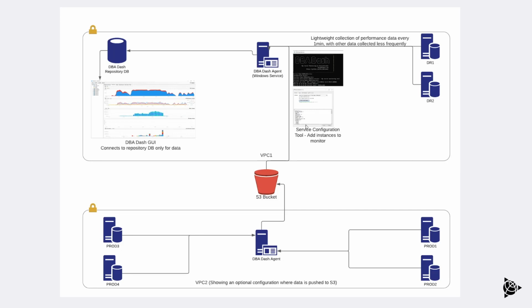It's also possible to set up a DBA Dash service in a remote environment, collecting data from monitored SQL instances. Instead of pushing the data directly into the repository database, it's possible to push it into an S3 bucket. You then have another DBA Dash service that pulls the data from the S3 bucket and pushes it into the repository database. You don't need to use an S3 bucket, but this scenario allows you to establish connectivity to remote environments.